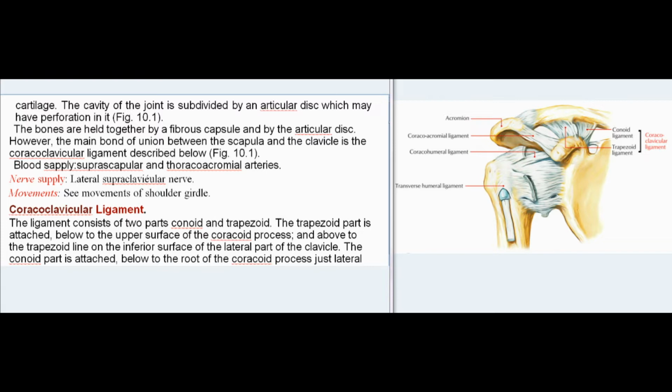Blood supply: suprascapular and thoracoacromial arteries. Nerve supply: lateral supraclavicular nerve. Movements: see movements of shoulder girdle.